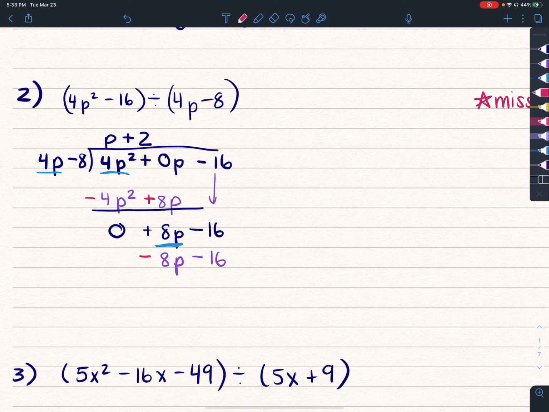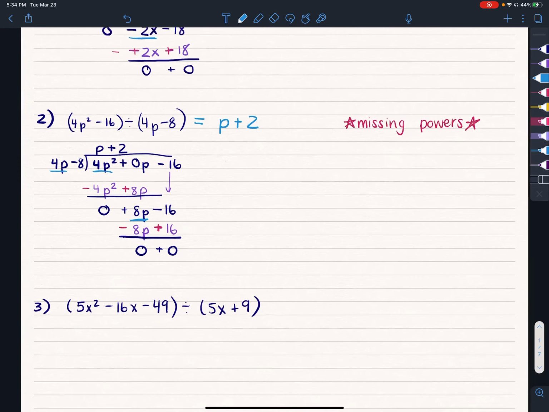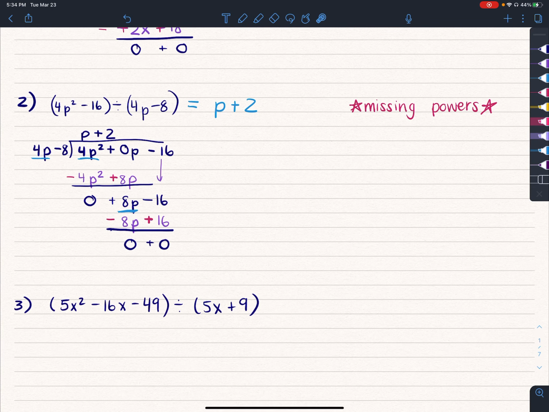Here when we do our subtraction, the signs change. 8p minus 8p, 0. Negative 16 plus 16, also 0. So we're good here. Our answer, p plus 2. Okay, so this was the missing powers example.